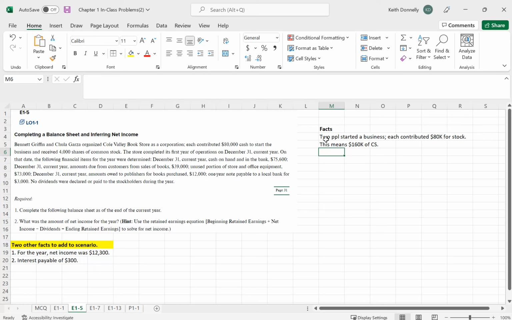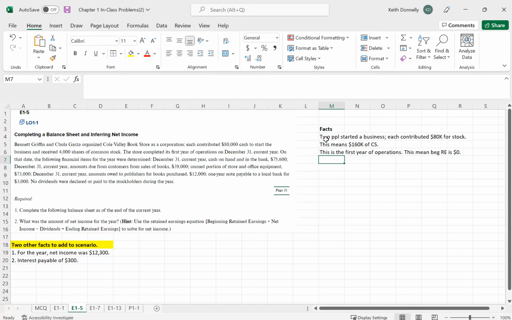Then it said the store completed its first year of operations on December 31st. Okay, so this is the first year of operations. Why do we care about that? This means beginning retained earnings is $0. In other words, if you just started the business, you don't have any previous earnings that you earned. You just started it. It's like if you opened up a bank account, and I said, well, what was your cash balance in there 2 days ago? You say, oh, I didn't put any cash in there yet. I didn't even have the bank account. It's the same in the very first year that you start a business. The beginning retained earnings is 0.